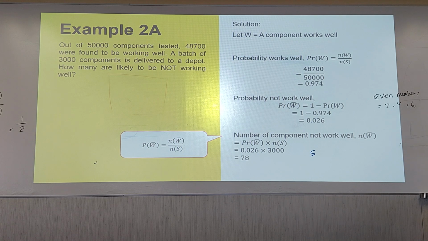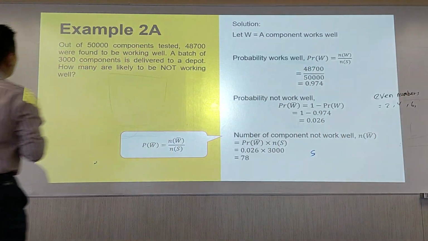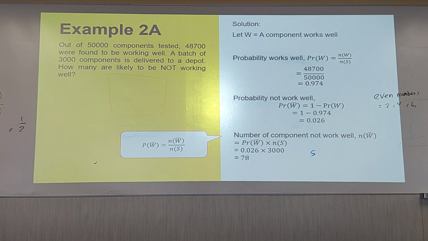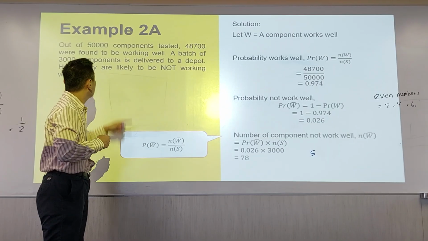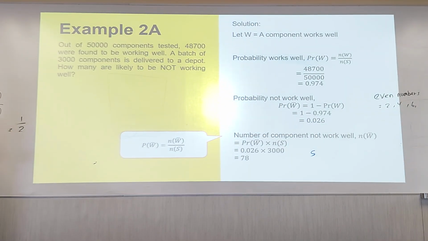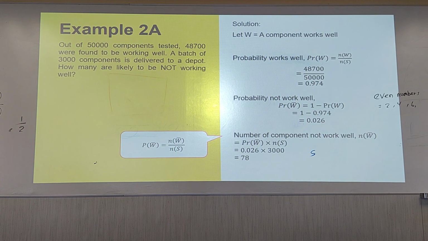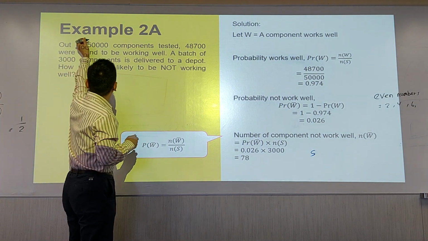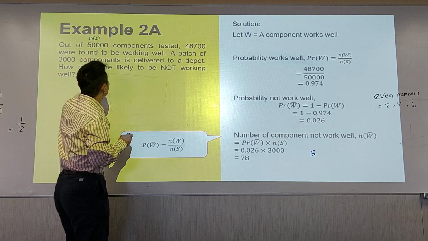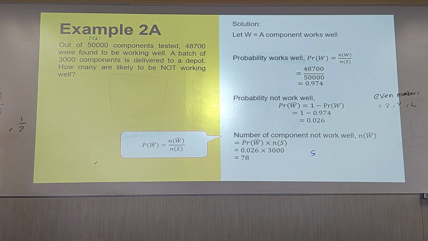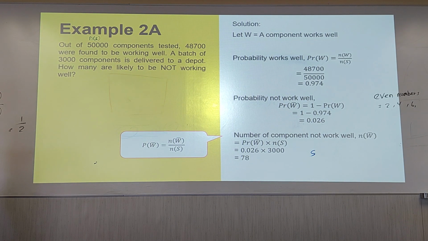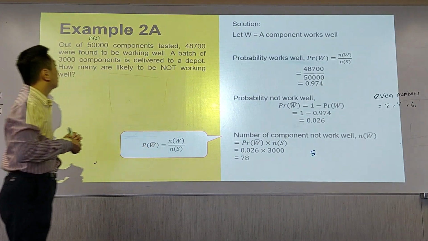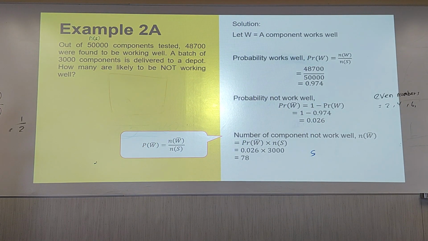So let us try one example. Out of 50,000 components tested, for this question we have NS equal to 50,000. The total sample observed in this question is 50,000. So here I can just put an NS. Among this total sample, 48,700 were found to be working well.